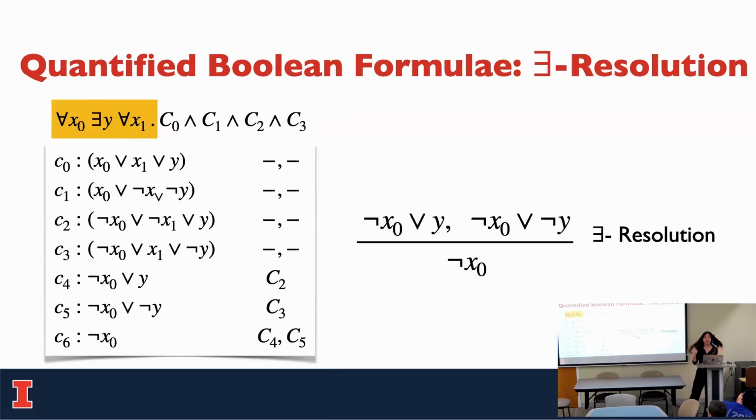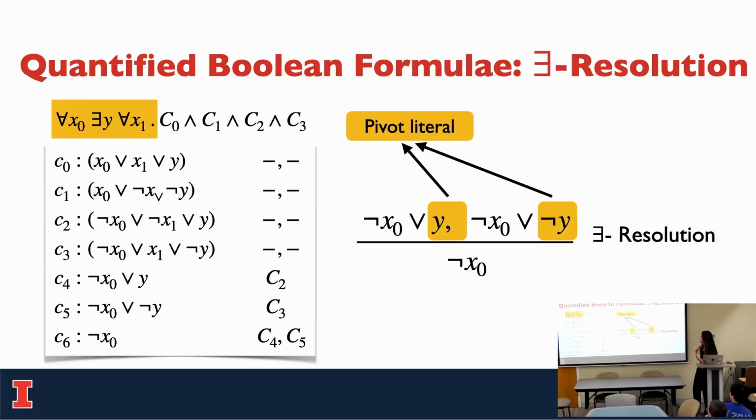Next, I'm going to show you another rule called existential resolution. A resolution means you can eliminate the conflicting literal and then combine the rest to get a new clause. And existential resolution says in QBF, we can only eliminate the literals when these literals are existential quantified literals. Okay, so in this case, by applying existential resolution to clause 4 and clause 5, we got not x0.